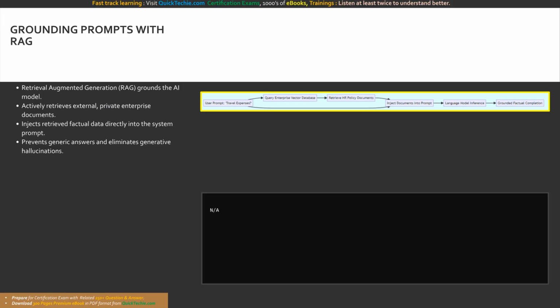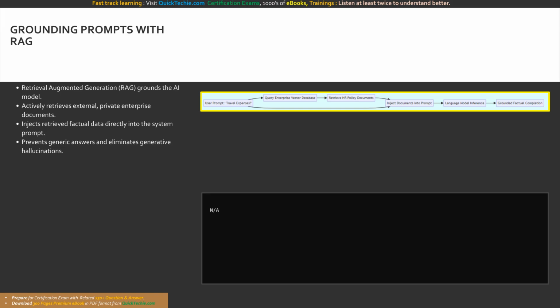RAG fundamentally transforms how we build prompts. This approach involves actively retrieving external information, such as internal corporate documents, private emails, or secure database records, and seamlessly using that data to augment the prompt before it is ever sent to the language model. The resulting response generated by the AI is then strictly grounded in the verified information that you provided.